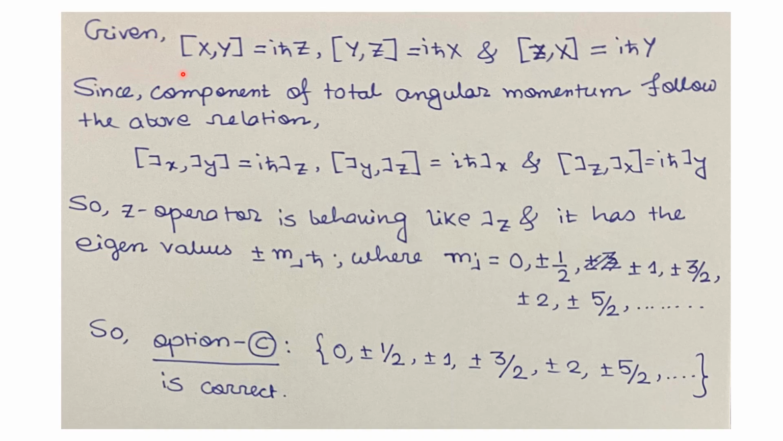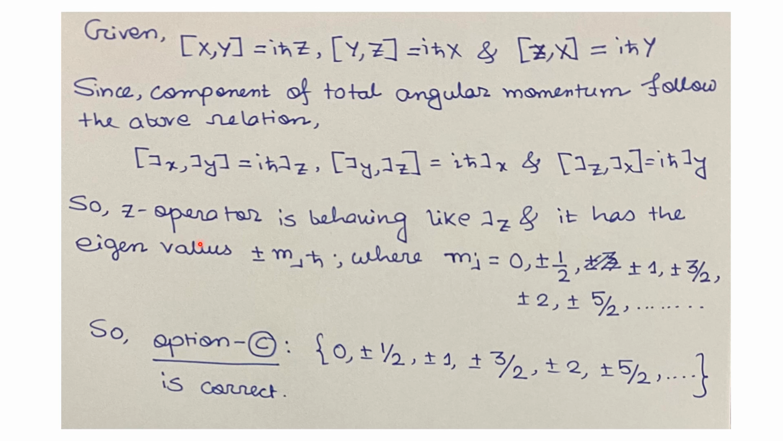Given that the commutation of X and Y is i h cut Z, commutation of Y comma Z is i h cut X, and the commutation of Z and X is i h cut Y. Since the components of total angular momentum J follow the above relation, that is the commutation of Jx and Jy is i h cut Jz, commutation of Jy and Jz is i h cut Jx, and commutation of Jz and Jx is i h cut Jy.